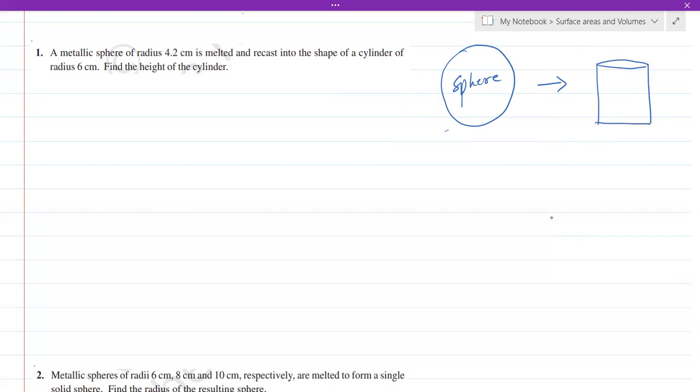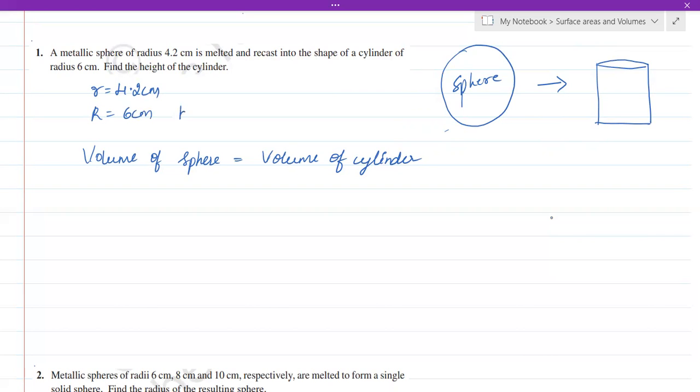So here very clearly, volume of sphere will be equal to volume of cylinder. Now let's write the dimensions. The metallic sphere is of radius 4.2 centimeter. Let me take it as small r, 4.2, and capital R is the radius of the cylinder, which is 6 centimeter. What we have to find is the height of the cylinder. H is equal to question mark.